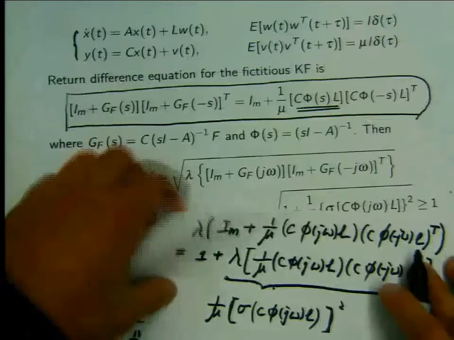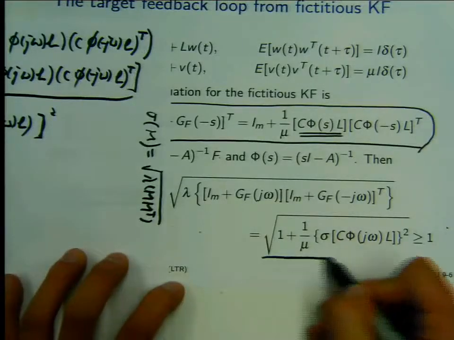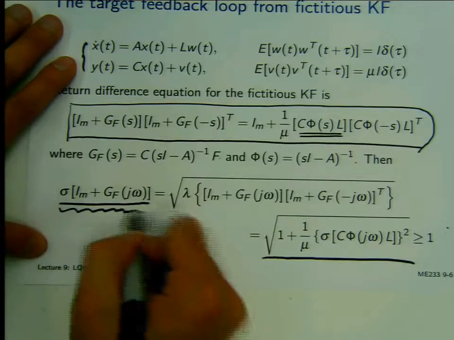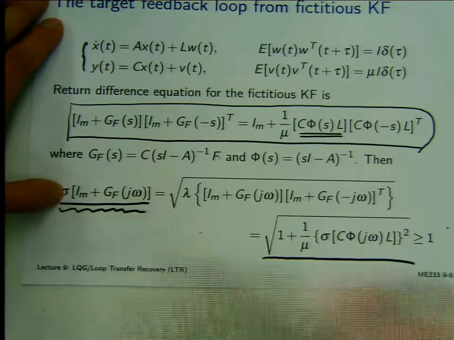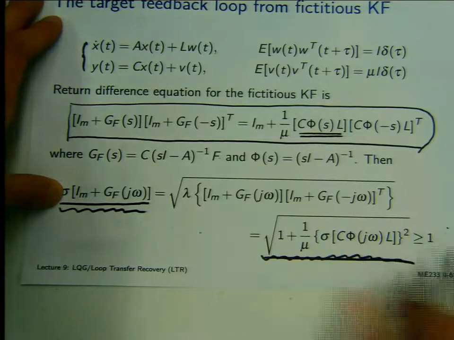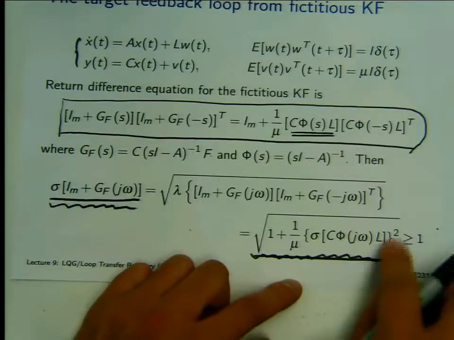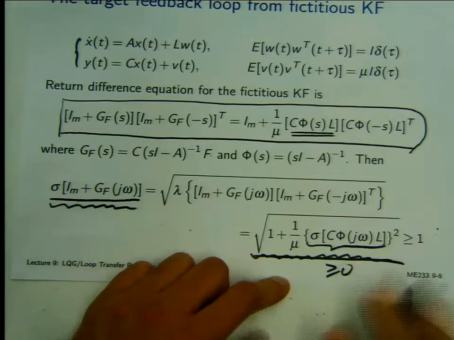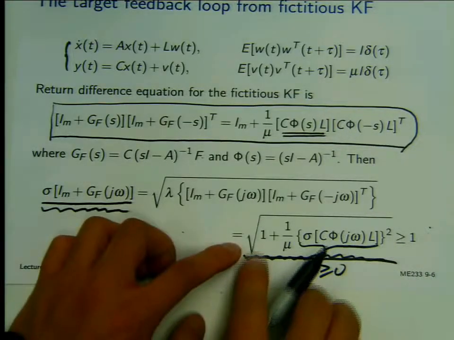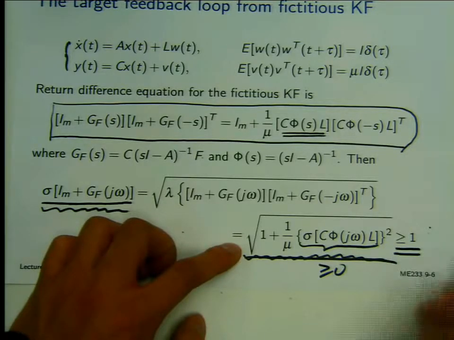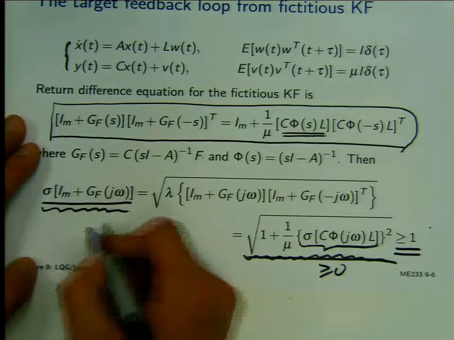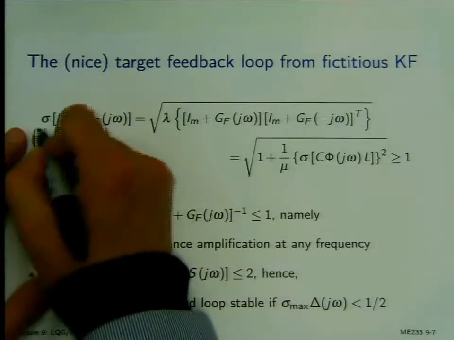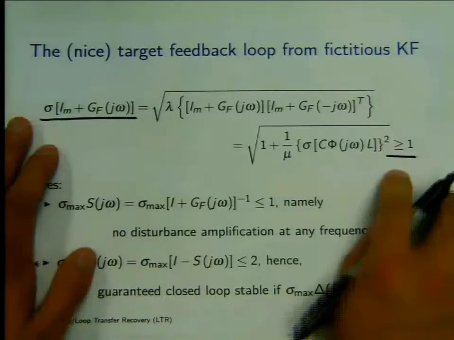So here, I talked this much just to arrive at this equation here. The final conclusion is that the singular value of this guy, this closed loop property, is going to be equal to this guy: square root of 1 plus some singular value squared. So this property is always non-negative. Because of that, taking the square root here, it's going to be always larger than or equal to 1. So that's the final conclusion. I have copied it here. The final conclusion is that the singular value of this guy is larger than or equal to 1.